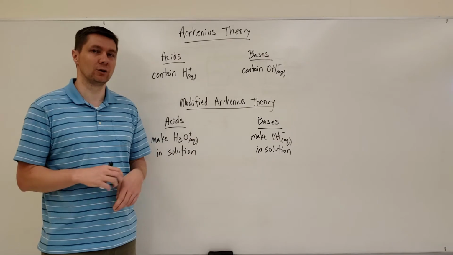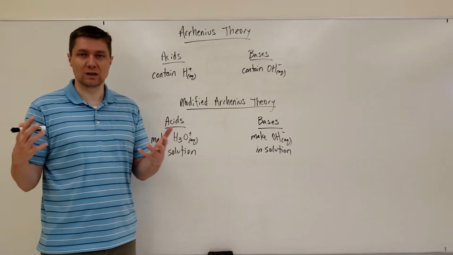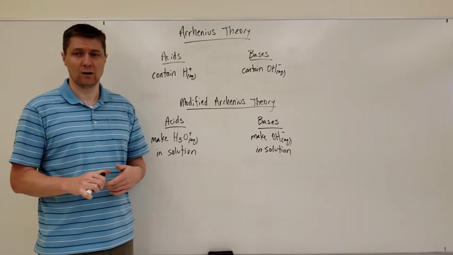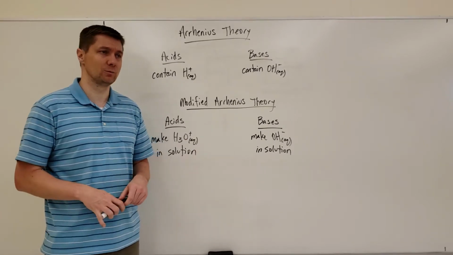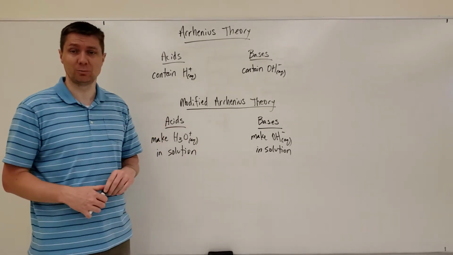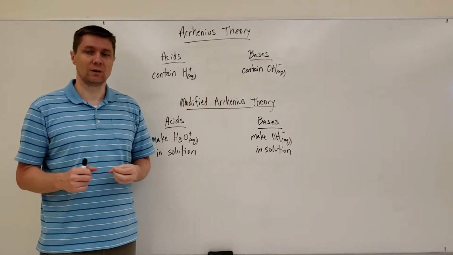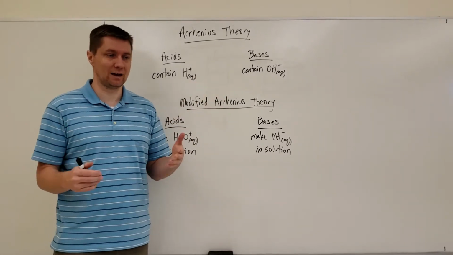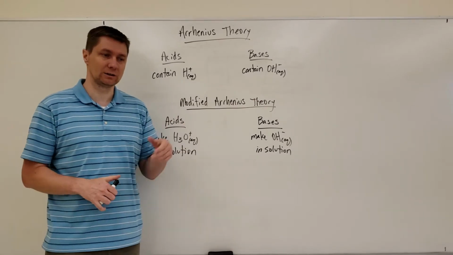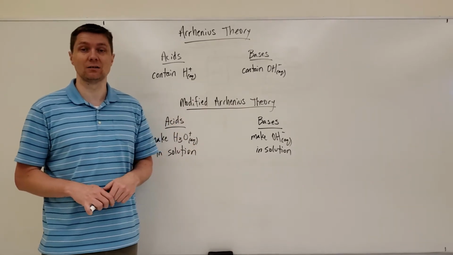bases are made of. And so this original theory that was proposed, and what we've used to describe acids and bases, is that acids contain H+, and bases contain OH-. So if you think of, for example, hydrochloric acid has HCl in its formula, it's got an H in it, that makes it an acid.